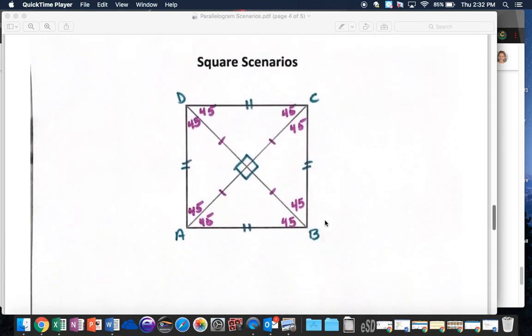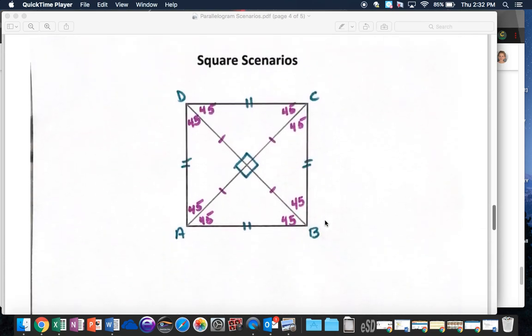Almost done. Square. With a square, there's not much creativity because pretty much everything's congruent. All the angles on the inside are always 90. Since a square is a special kind of rhombus, 1, 2, 3, 4 are all the same. And since you're bisecting a 90, they're all 45s. Same thing here, 45, 45, 45, 45.